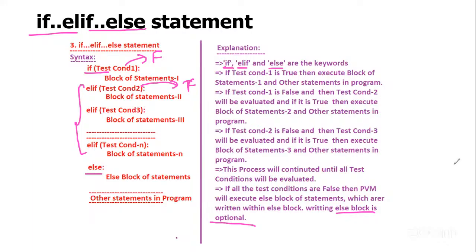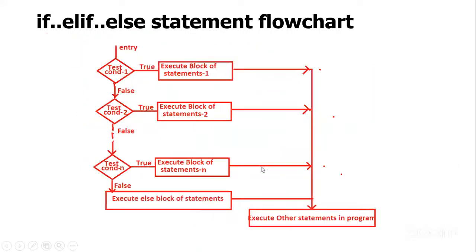So let us focus on a few examples related to if, elif, else. But before that, let us understand the flow, the journey of the if, elif, else statement, the flow chart. Initially it checks for condition 1. If the test condition 1 returns true, the block of statements 1 will be executed. Once after executing this, it directly goes and executes other statements in the program.